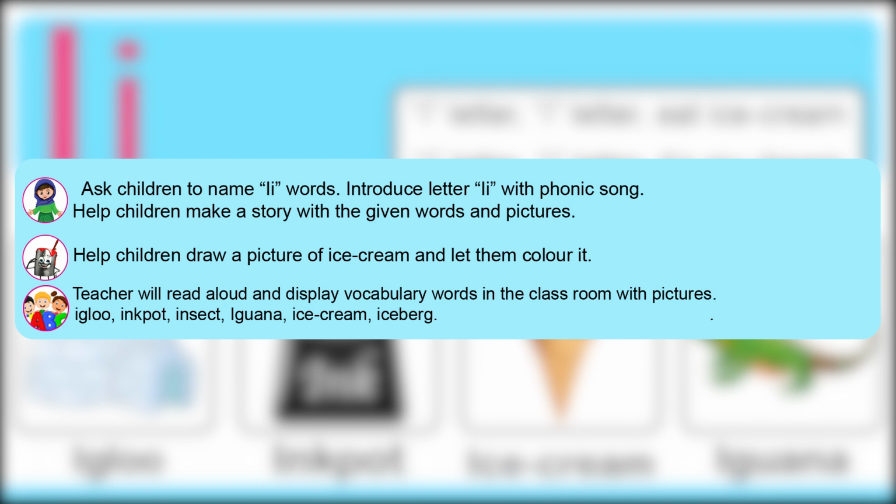Teacher will read aloud and display vocabulary words in the classroom with pictures. Repeat the words igloo, ink pot, insect, iguana, ice cream and iceberg. I spy with my little eye. What other things start with letter I?